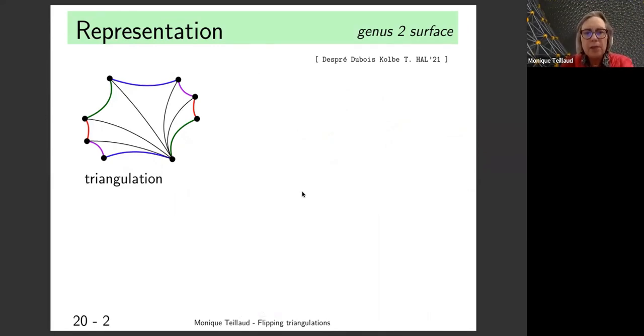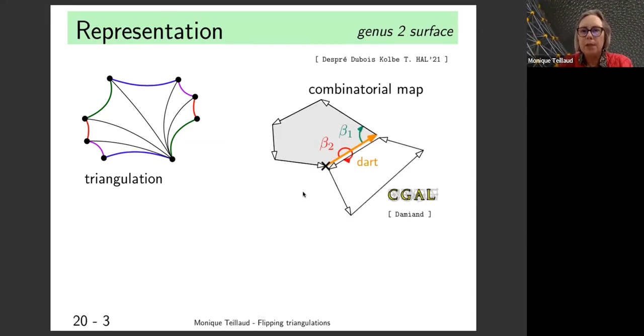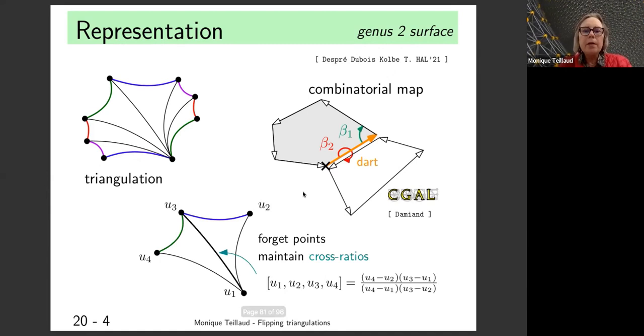We are interested in the dependency of the complexity with respect to the diameter of the triangulation. The n square number of points is obvious. So we will try with triangulations with only one point, one vertex. Another ingredient is a data structure. So we use combinatorial maps, like a kind of half-edge data structure. And in the data structure, we actually will compute directly on the surface.